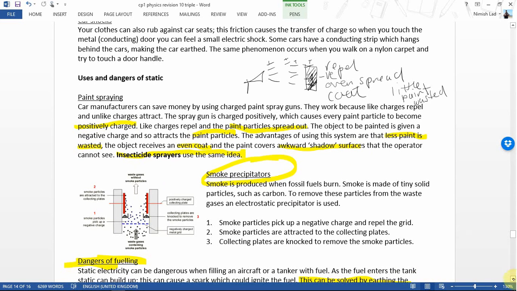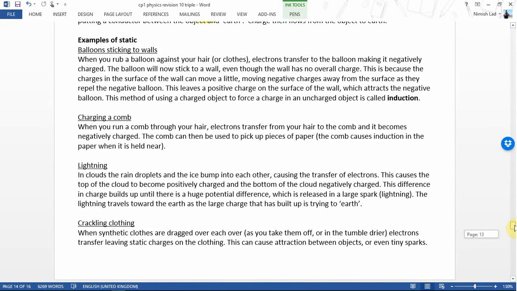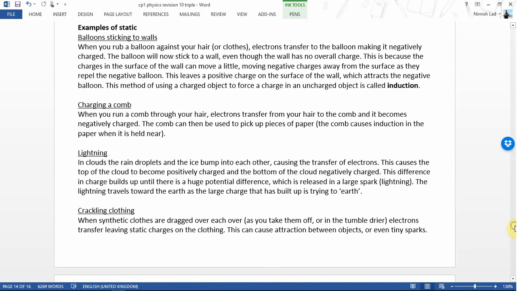Okay, the final thing that it said about was some everyday examples like car shocks, crackling clothing, and balloons sticking to walls. So let's go through those. I'll go through balloon sticking to walls last because that is the trickiest. So charging a comb, when you run it through your hair, there's a transfer of electrons: one becomes positively charged, one becomes negatively charged. You can use that comb to then pick up pieces of paper by the process of induction. I will go through induction when I go through balloons sticking to walls. So hold fire on that one.